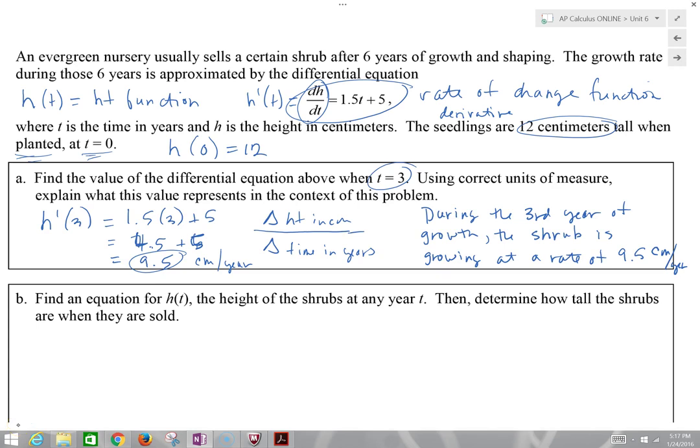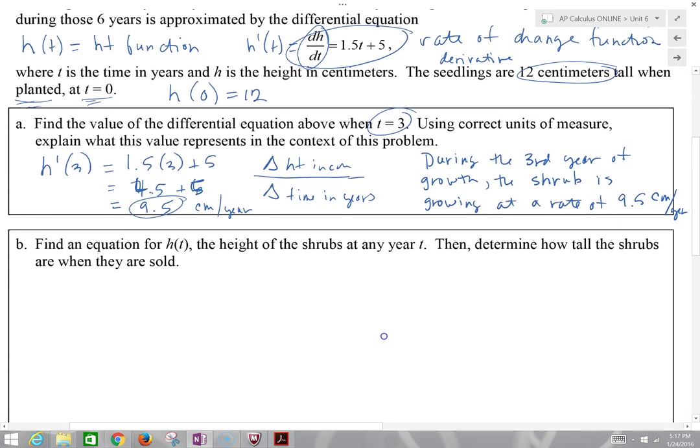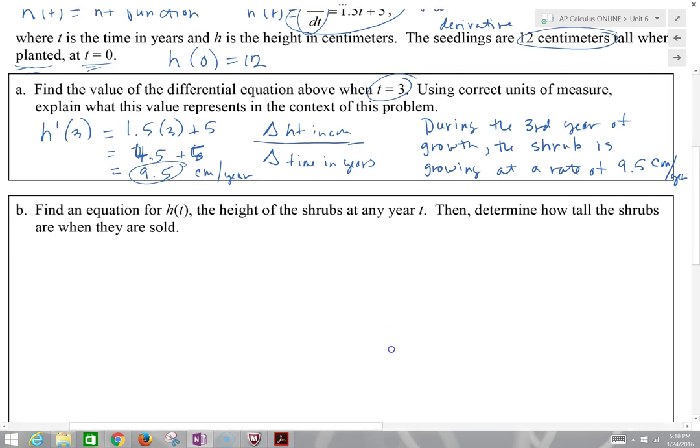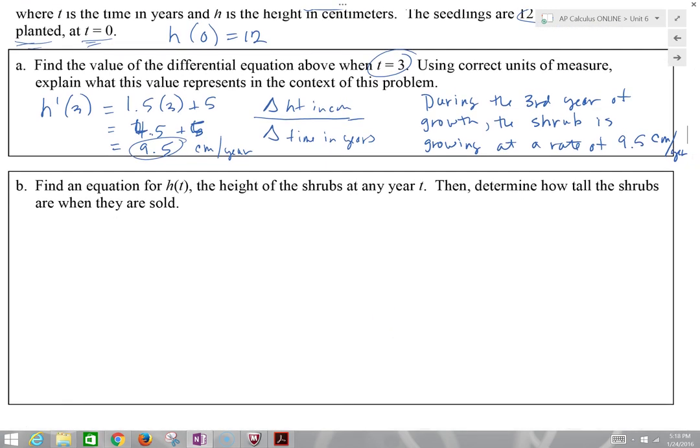Alright, so now we're going to do exactly what we did on the previous page. Given information, we have h of 0 equals 12, we know h prime of t equals the rate of change, and we're going to find the equation for h of t. So we're going to take the integral of h prime of t dt, and that is going to be equal to h of t, and don't forget the plus c.